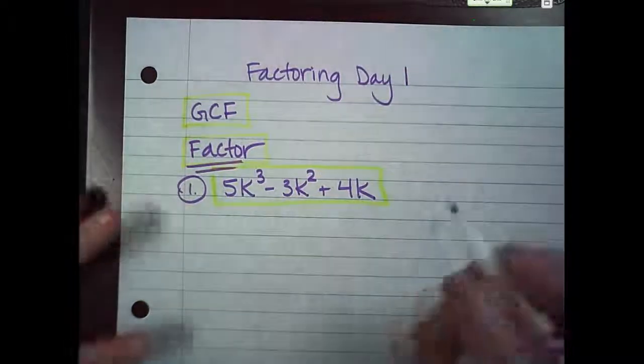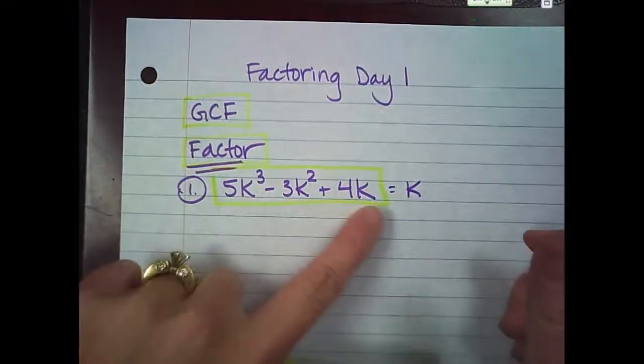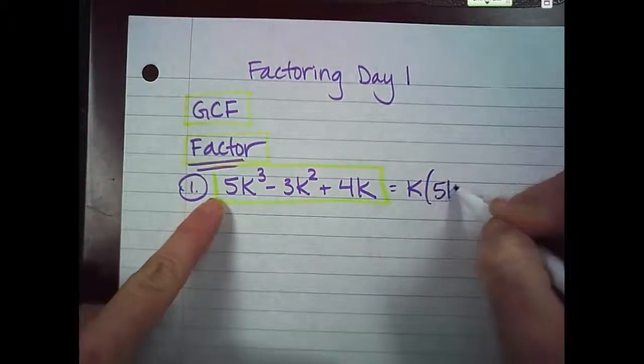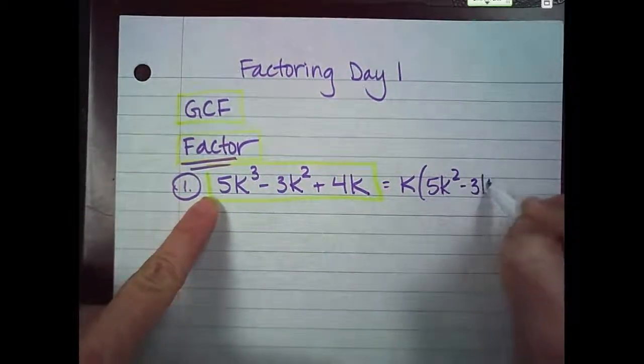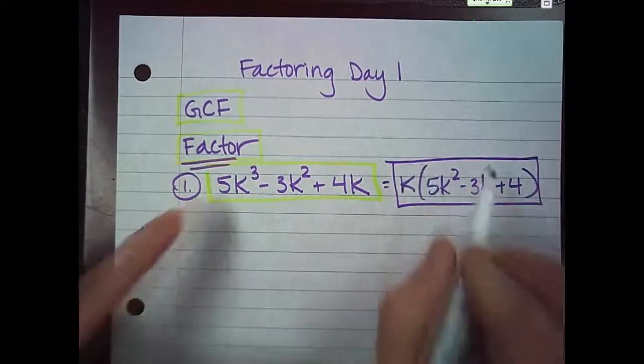Okay. So then all you need to do is take the k out, because I've got a k cubed, a k squared, and a k, so that's the most I can take out. Leaving me with 5k squared minus 3k plus 4, right? That is factoring with a GCF.